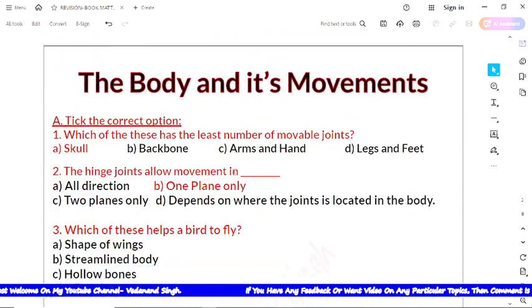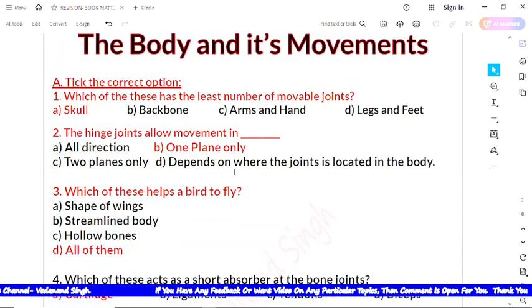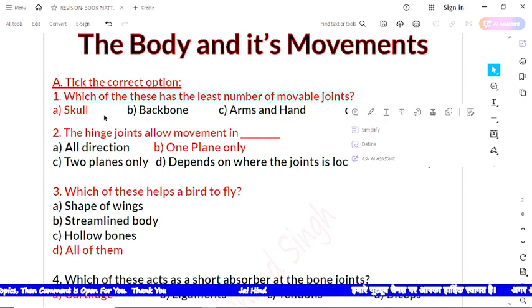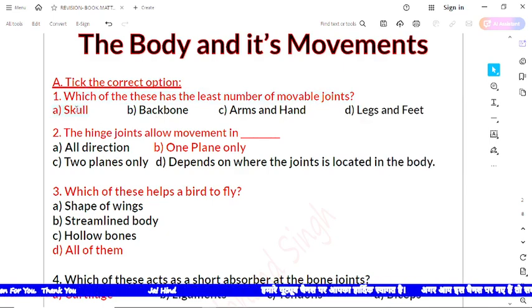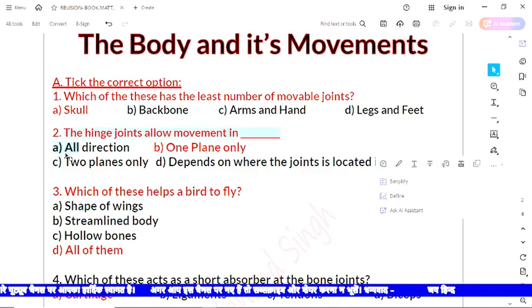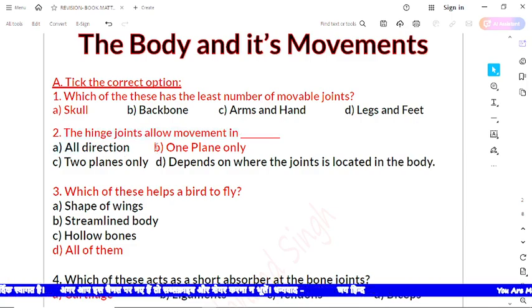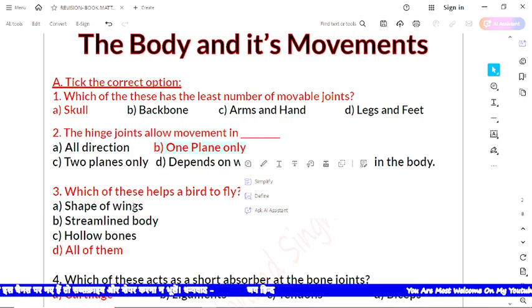Now the next unit is Body and Its Movement. There are four options, among them one is correct here. Which of these has the least number of movable joints? The option A is the correct option for this question. That is a skull. Now the next question: hinge joints allow movement in dash. Among the four options, one plane only is the correct option. B is the correct option for this question.